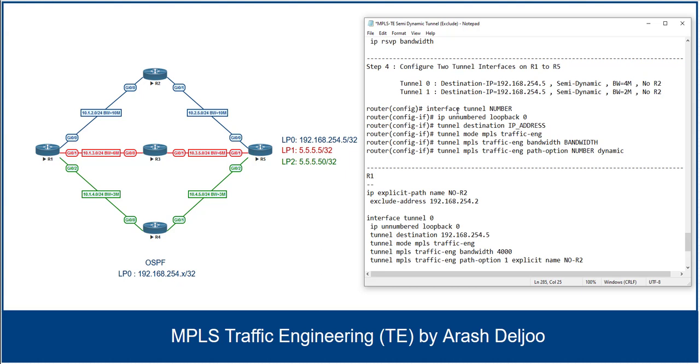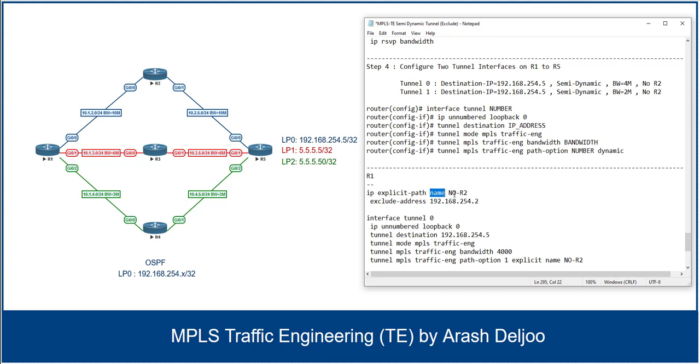And now the question is how we can configure the exclude semi-dynamic tunnel. First, you need to configure explicit path. Actually, in this explicit path, we don't configure the path. We say please don't pass from one specific IP address. Here, for example, the name of our explicit path is no R2. You can configure it with identifier or name. Both of them can be used.